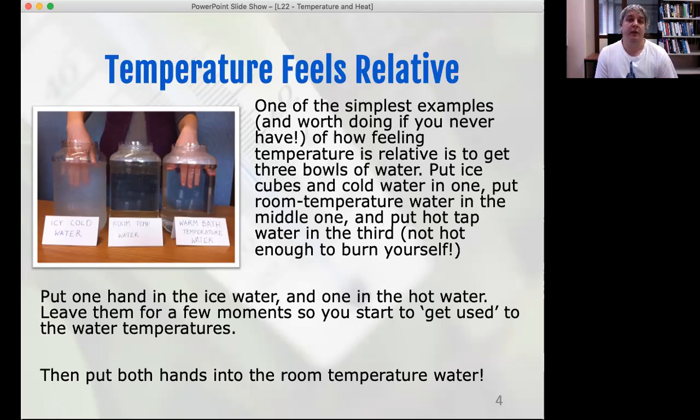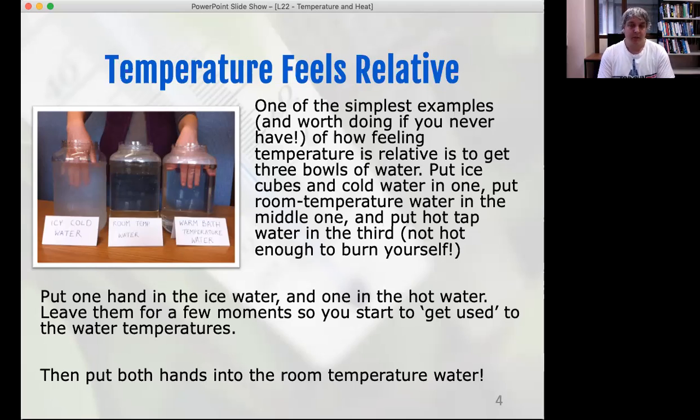In one of them, you want to add some ice cubes so that it becomes very cold water. In one of them, you want to just leave it at room temperature or leave it to warm up to room temperature if it starts slightly colder. And in the third one, you want to put hot tap water. Now, you want to be careful not to burn yourself. You just want to make it hot so that it feels very hot, but still not uncomfortable to put your hand into.